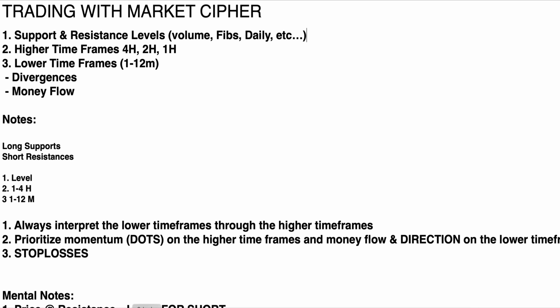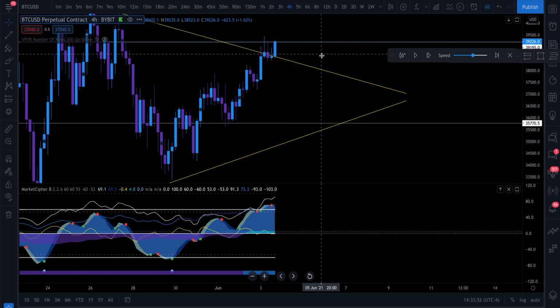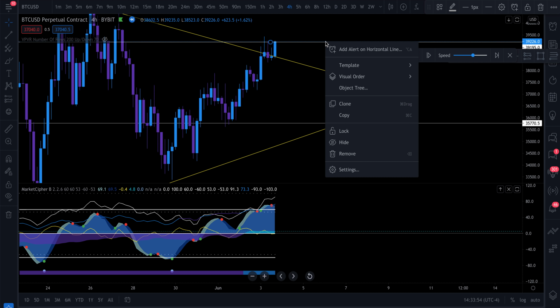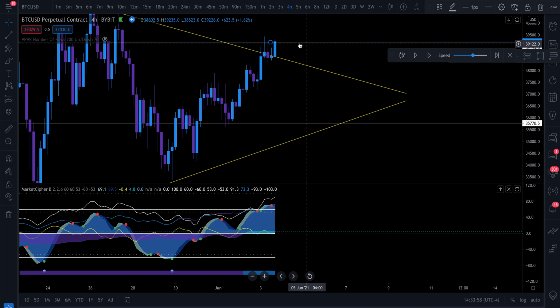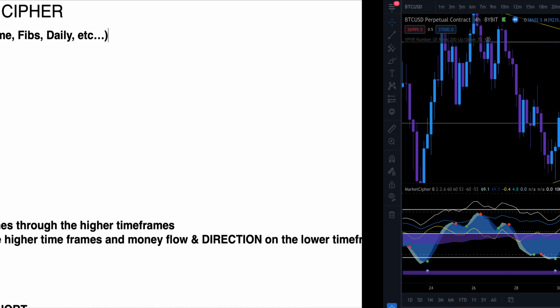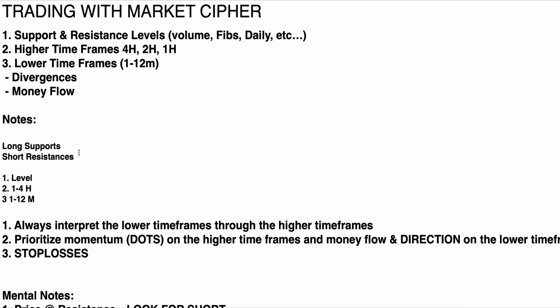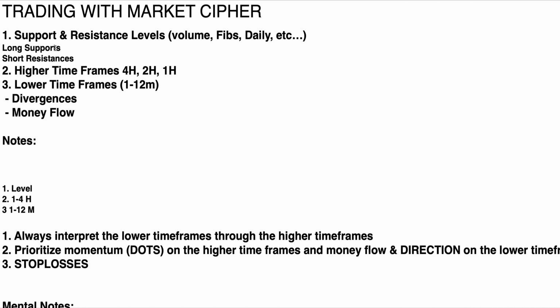We're going to wait for price to come to one of our levels, right? The way I do that is after I mark my levels on the chart, I will set an alert on it like this, add alert, okay? I can't do it in replay mode, but then when price comes to the level and I get the alert, then I'm going to go ahead and look at the chart to see if I have a price entry. Now, it's very important that if we come to a resistance, we're going to look for a short trade. And if we come to a support, we're going to look for a long trade.